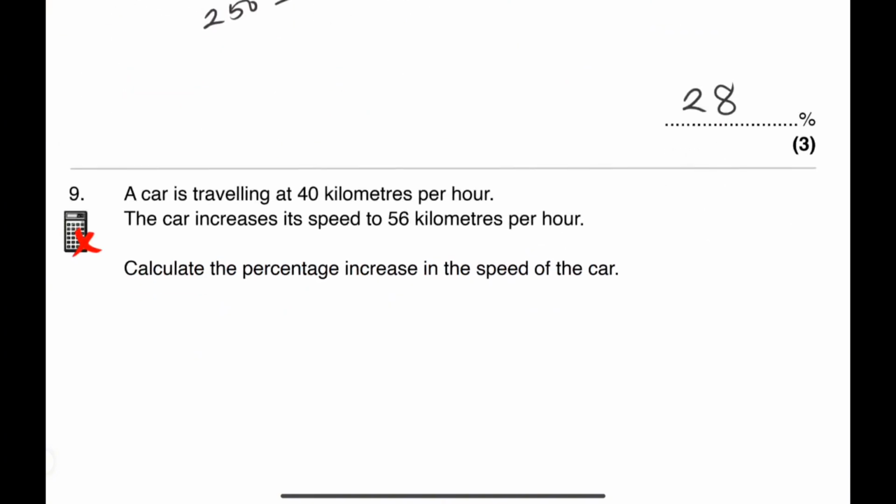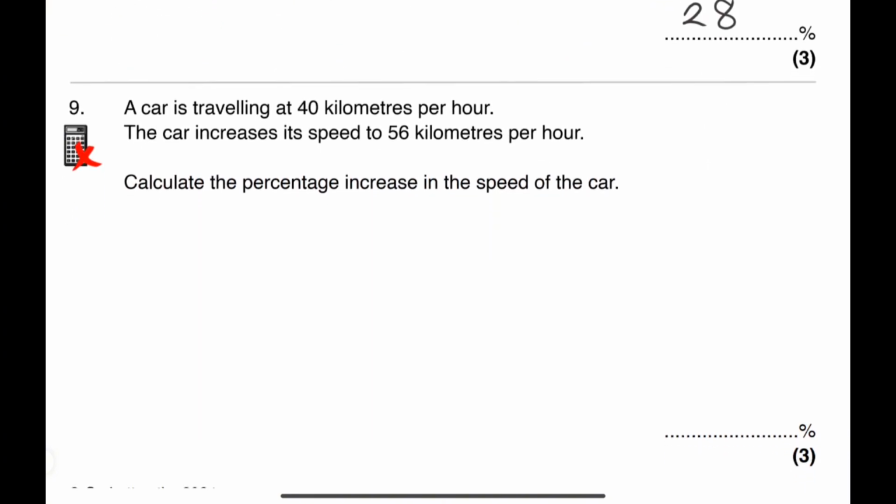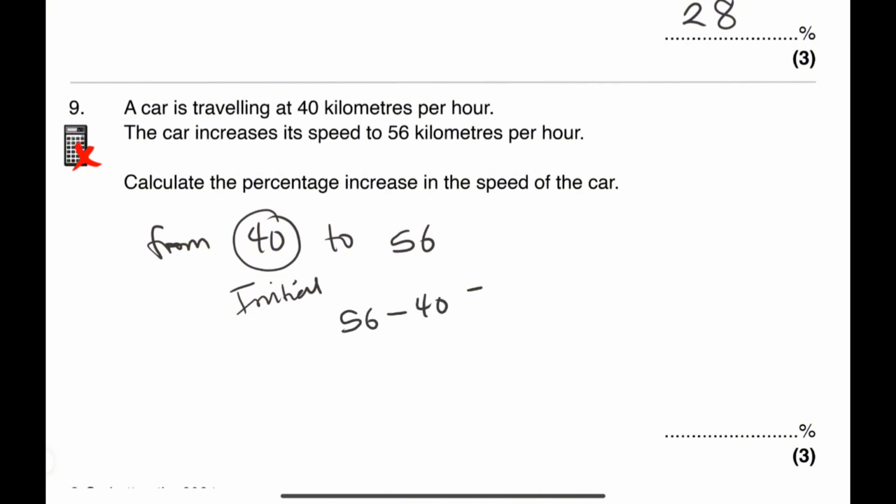So that's 28% loss. A car is traveling at 40 kilometers per hour. The car increases its speed to 56 kilometers per hour. Calculate the percentage increase in the speed of the car. So the speed went from 40 to 56. So this is our initial. So the difference is 56 minus 40, which is equal to 16. Then we do 16 divided by 40 times 100. So 0 cancels 0, 4 into 16 is 4, and 4 times 10 is 40% increase.